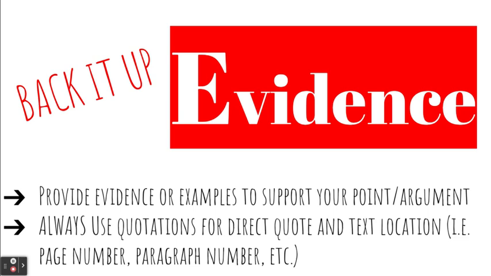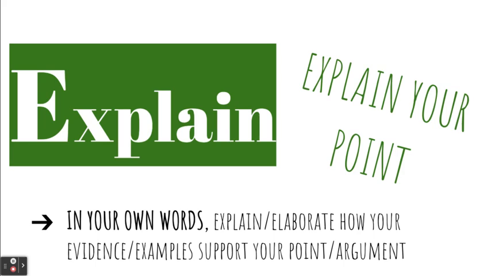Next comes the really important part of the paragraph, our evidence. We provide evidence or examples to support the point or our argument. We use quotations with a direct quote. So we put quotation marks around something we take from a text or from an expert or someone. And then we also give the text location. For example, we would say in paragraph 7, it says, or on page number 38, it says, and then we'd use the quotation marks.